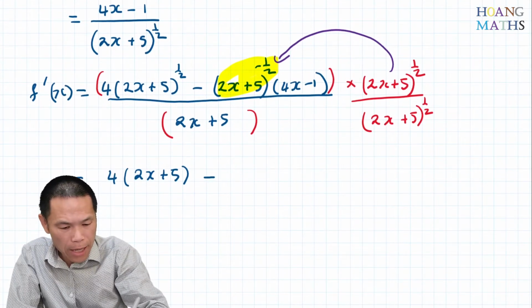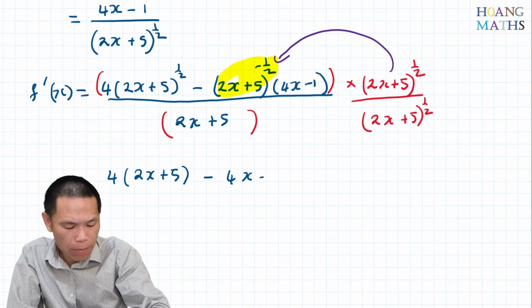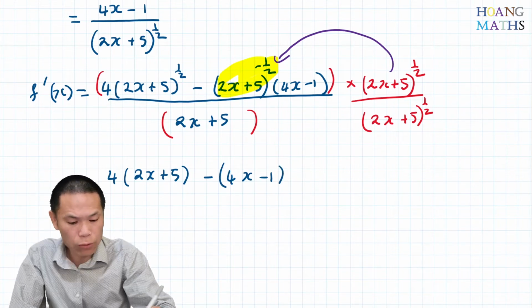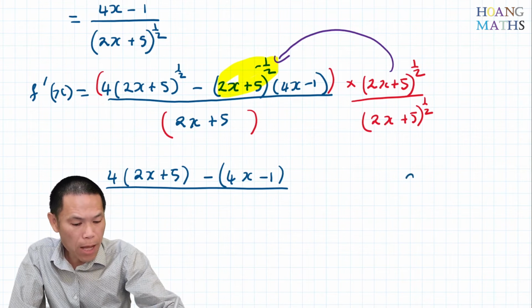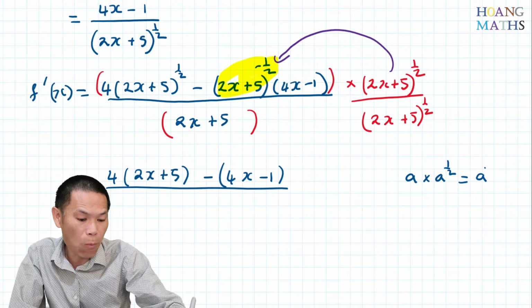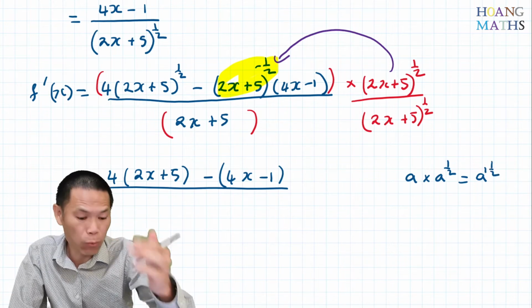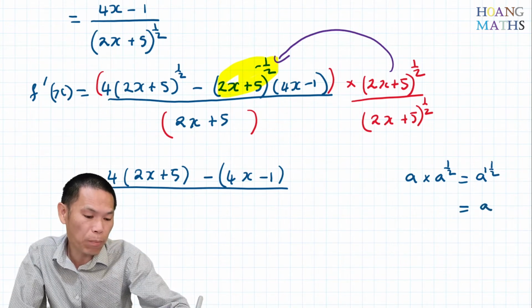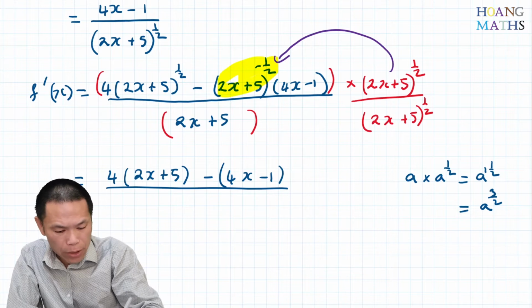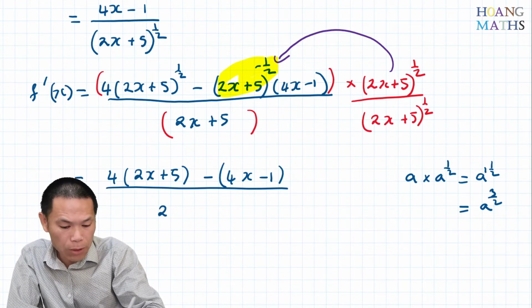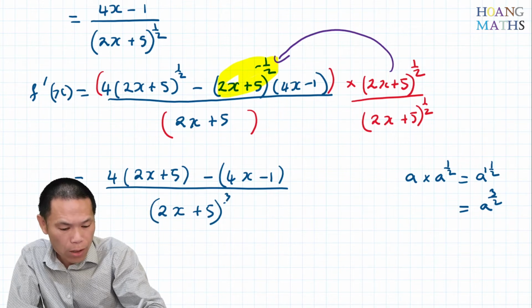So write minus 4x minus 1, and don't forget, open and close brackets over. So now the bottom. Now remember, a times a power of half, so that becomes a 1.5. We add the index, but we don't write it like that. We write a to the power of 3 over 2. It's just nicer, that's all. So now I just copy that out. So this is exactly the same as 2x plus 5 power of 3 over 2.